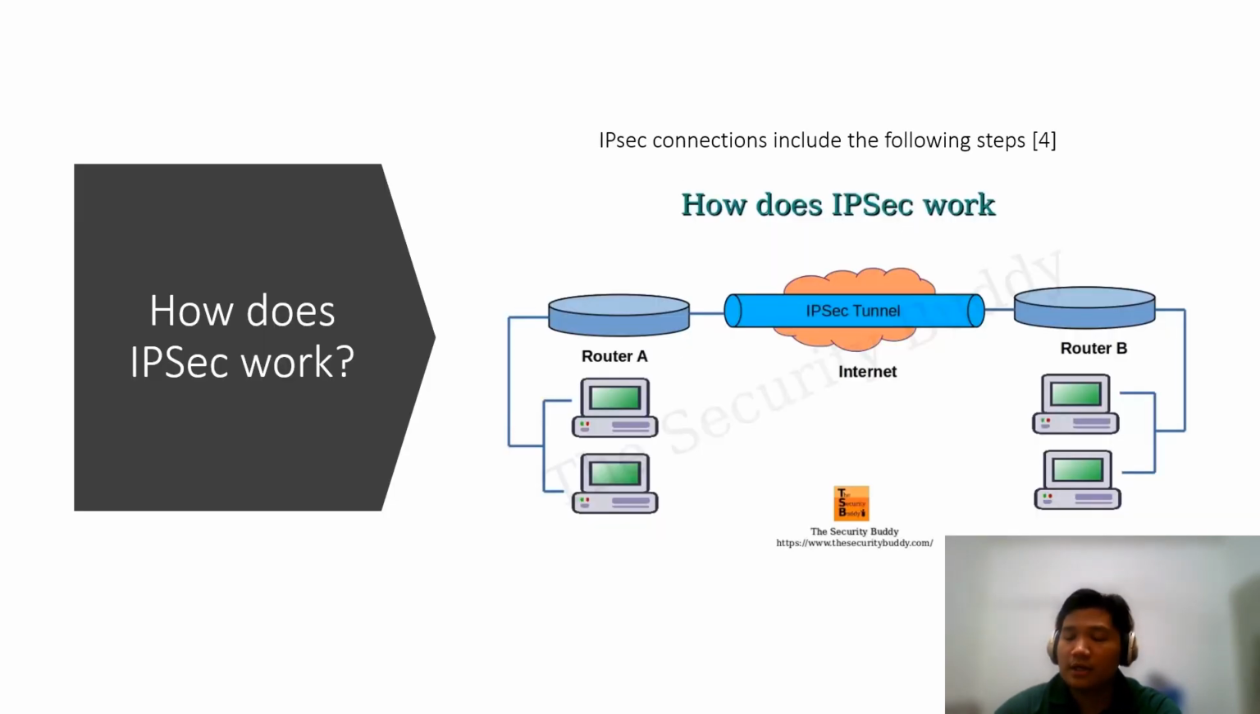Now you might be wondering, how does IPsec actually work? Well, IPsec connections include these following steps. First step is key exchange. Keys are necessary for encryption. A key is a string of random characters that can be used to lock, or encrypt, and unlock, or decrypt messages. IPsec sets up the keys with a key exchange between the connected devices from one end to another, so that each device can decrypt the other device's messages.